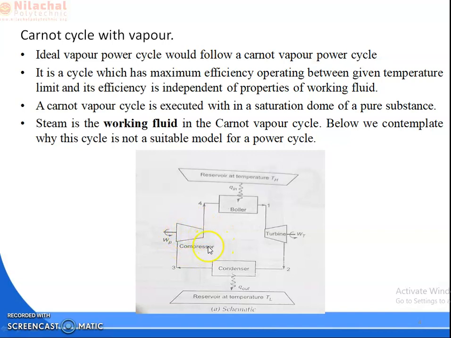This will be compressed, and when it is compressed, it becomes saturated liquid, and this saturated liquid or water will be sent to the boiler. So this way the cycle will be completed.